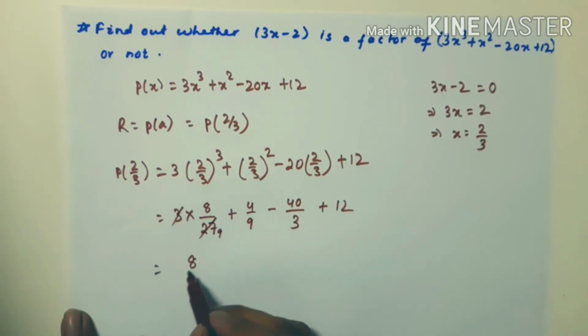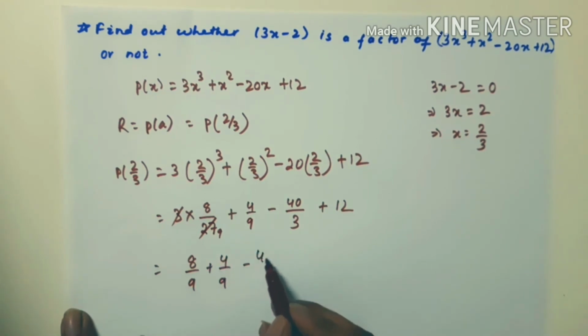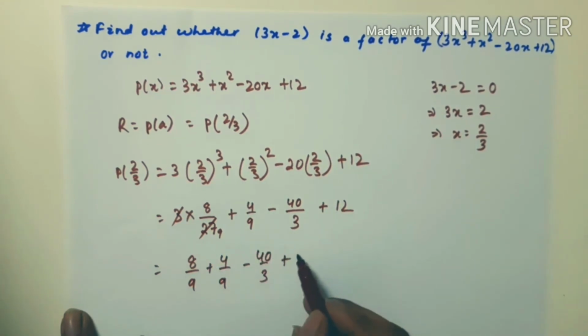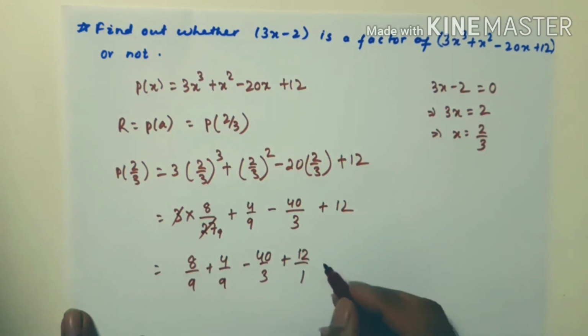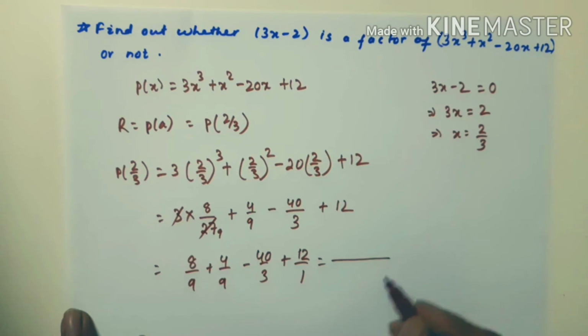So we will get 8 by 9 plus 4 by 9 minus 40 by 3 plus 12, which I can write as 12 by 1. So we will take out the LCM to solve these fractions. The LCM becomes 9 because 9 is a multiple of 3.